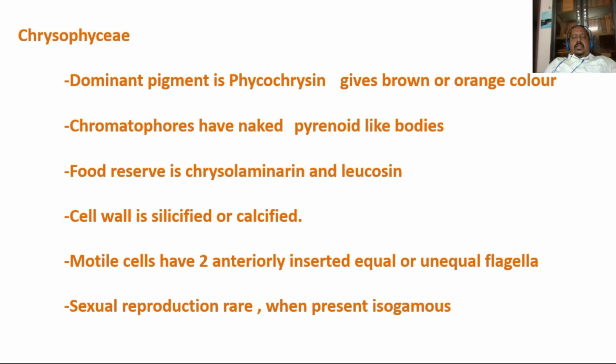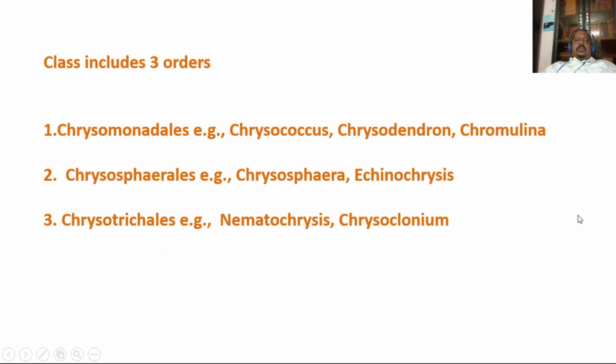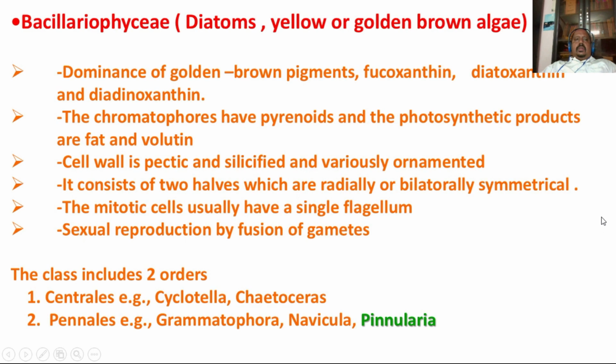Then motile cells have 2 anteriorly inserted equal or unequal flagella. There is no specification as isokontae or heterokontae. There will be 2 flagella. They can be similar or dissimilar. Sexual reproduction is rare. When present, it is a very primitive isogamous type. This class also contains 3 orders: Chrysomonadales, Chrysosphaerales, and Chrysotrichales. And the next class is the Bacillariophyceae, which are also known as diatoms, yellow or golden brown algae.